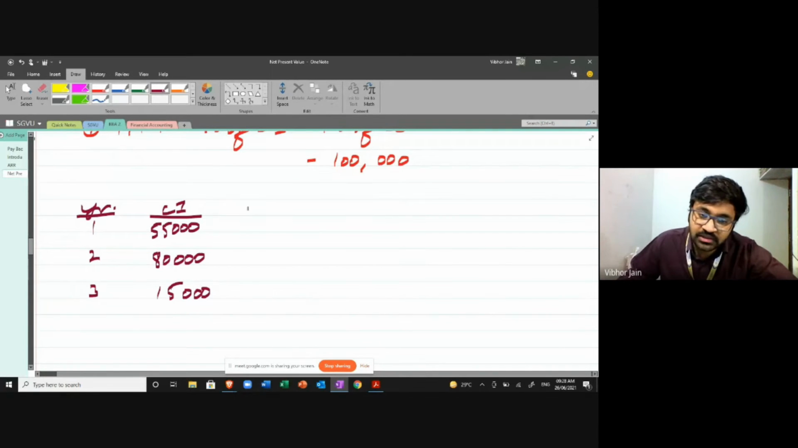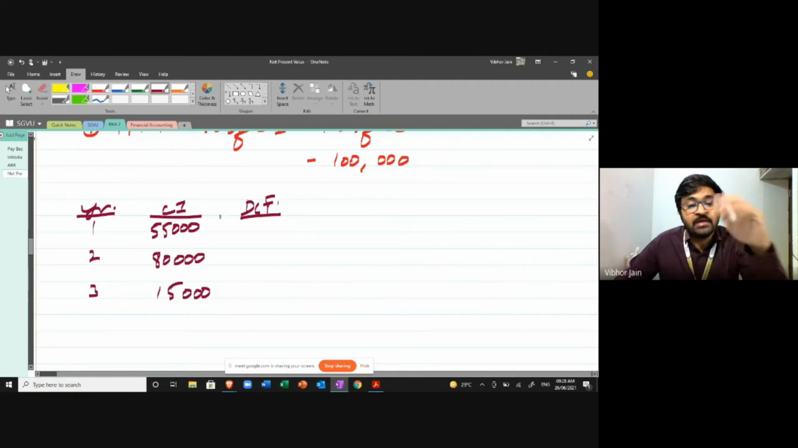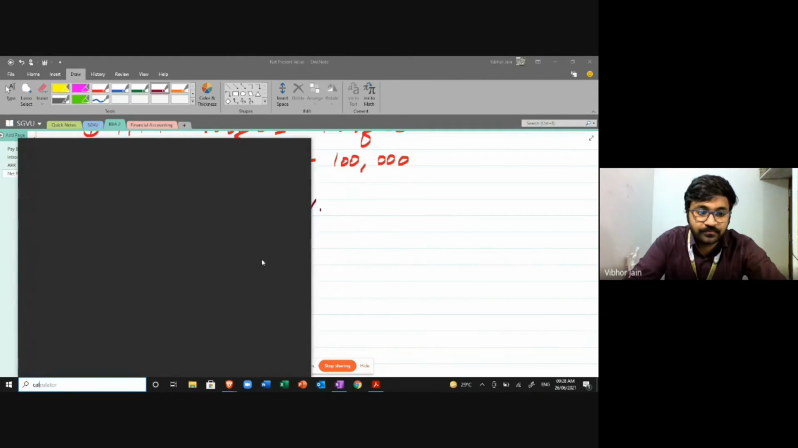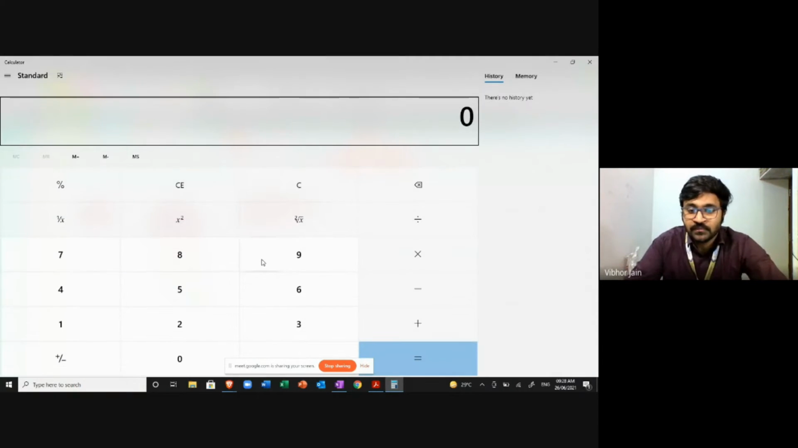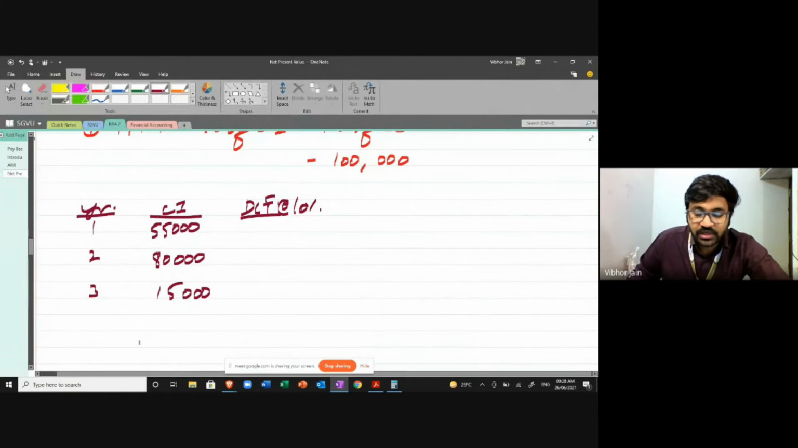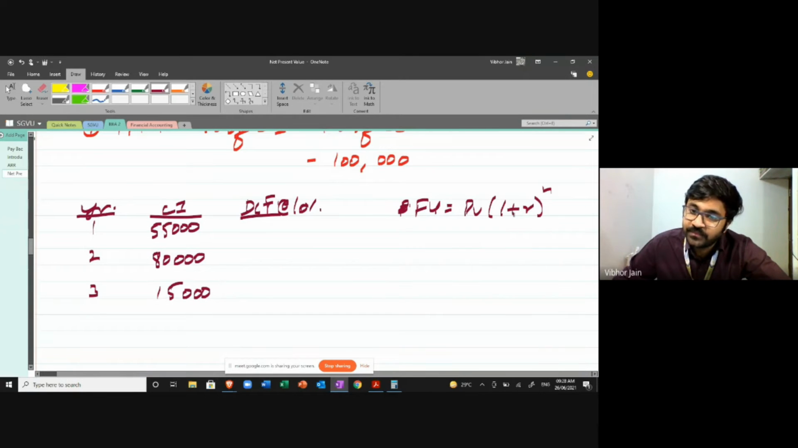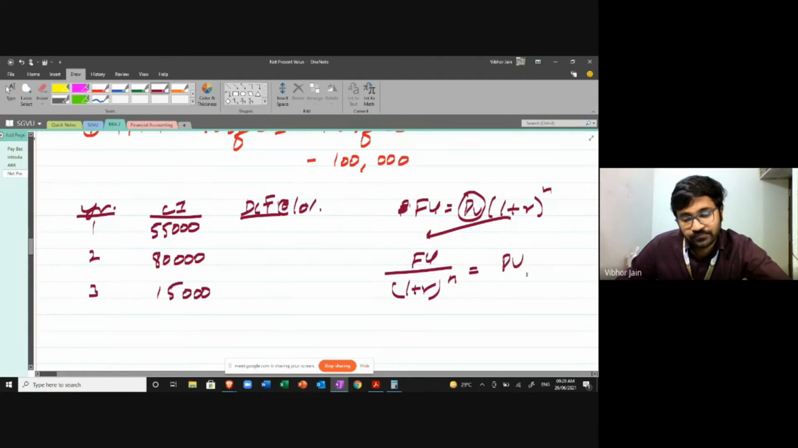Now I'll calculate the discount factor. Since we have to apply the time value principle, we'll calculate the discount factor at the rate of 10%. So how do we calculate the discount factor? I'll just show you. The formula is: future value is equal to present value into 1 plus r raised to the power n. I have to calculate the present value, so this comes down: future value upon 1 plus r raised to the power n is equal to present value.